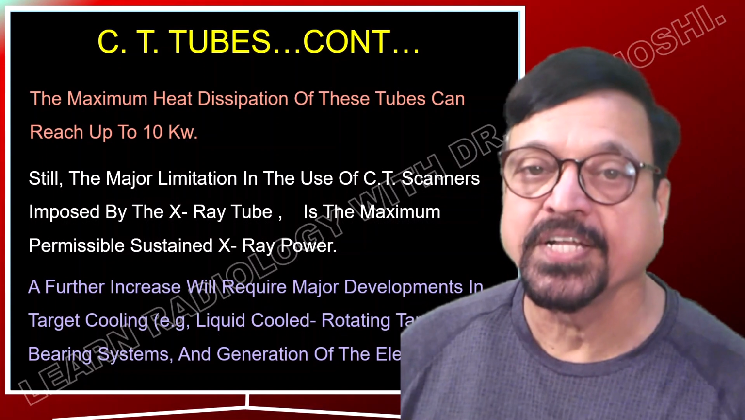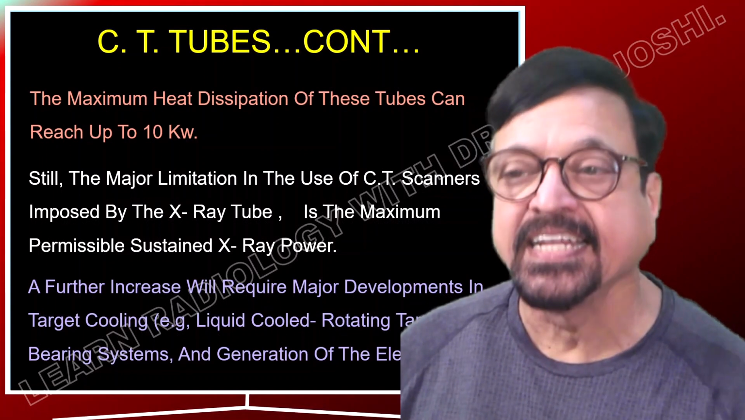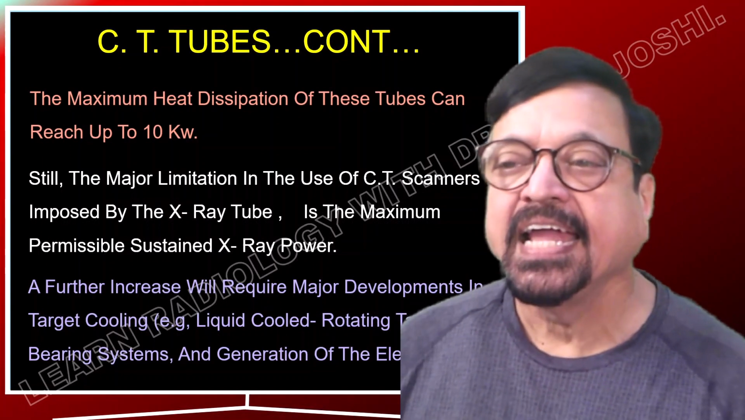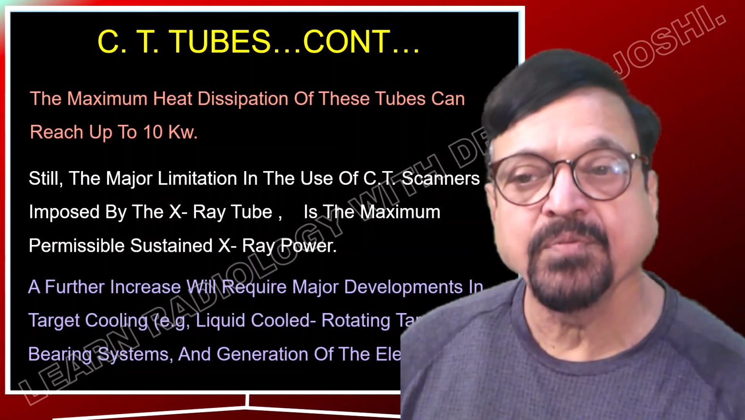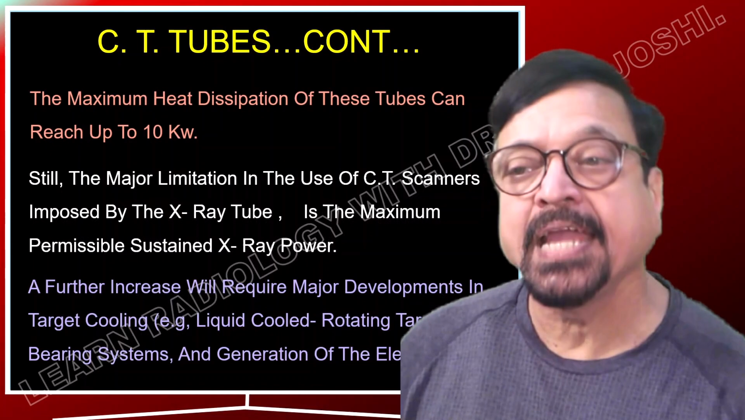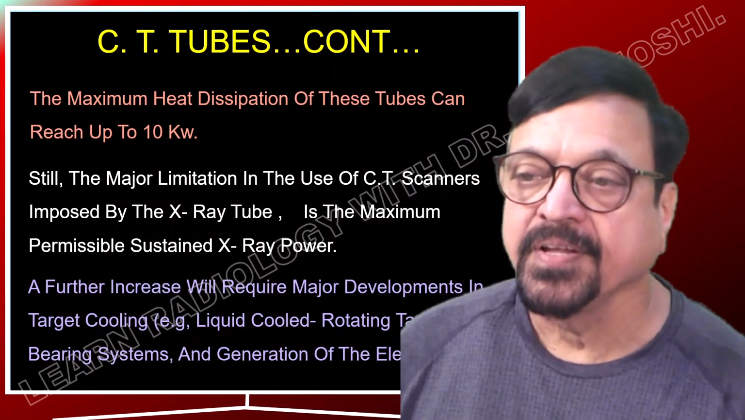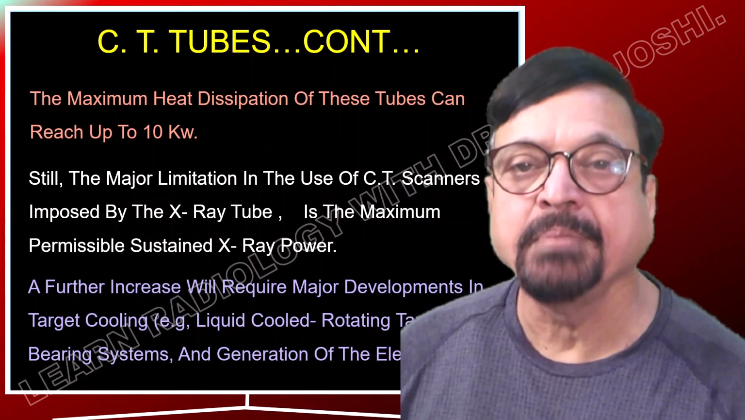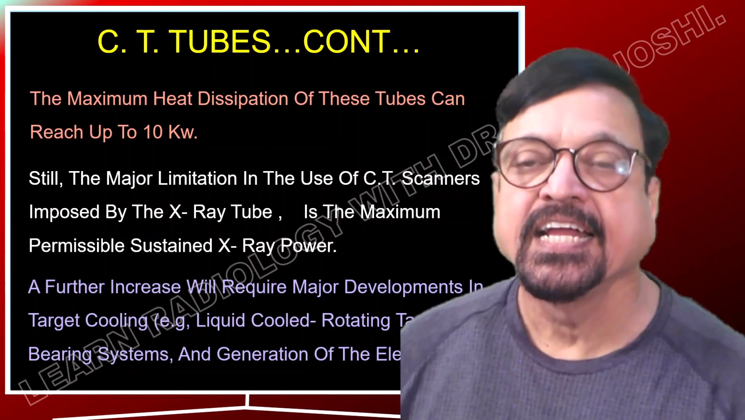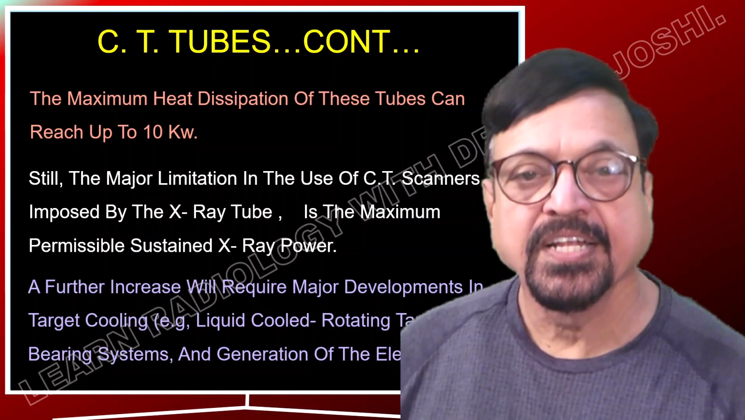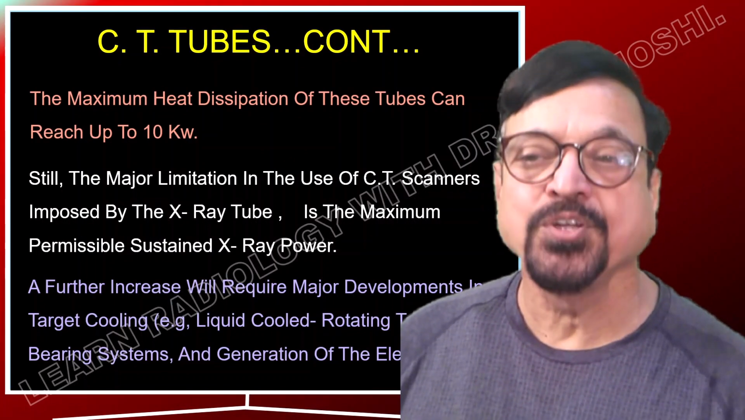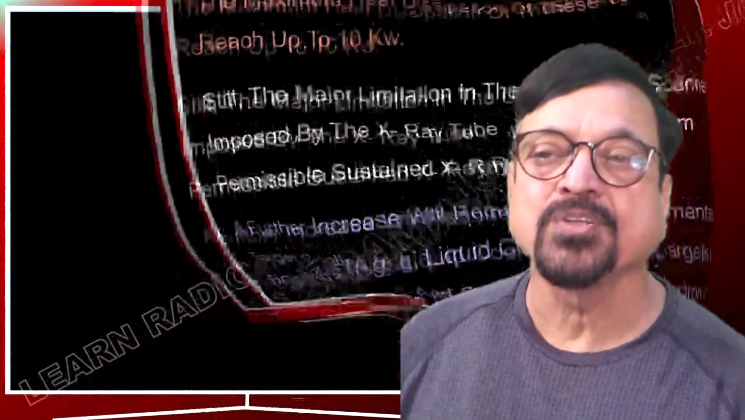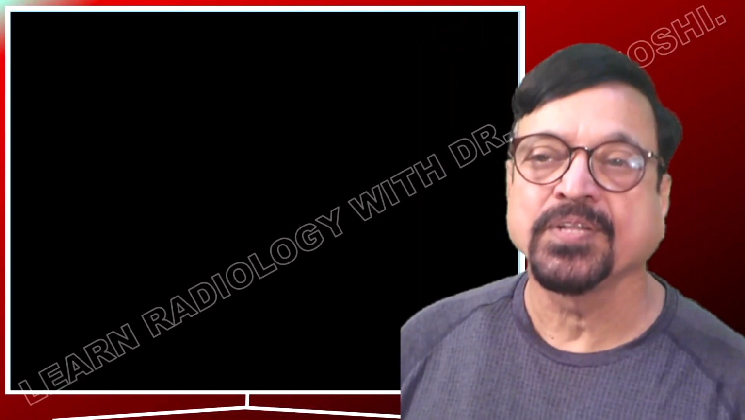We have seen just now it is 2500 degrees centigrade. For example, liquid cooled rotating targets are preferred, then a bearing system which can tolerate high RPM, and generation of an electron beam which can be faster. X-ray has to be faster, detector has to be faster, computer has to be faster. So it is not the X-ray tube alone, but a combination of multiple things which are required for these operations.